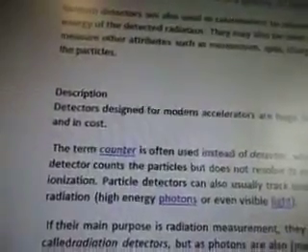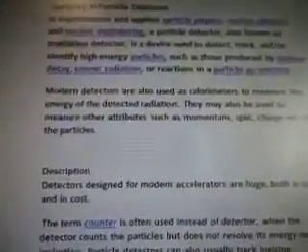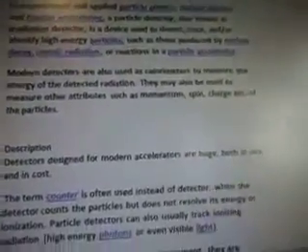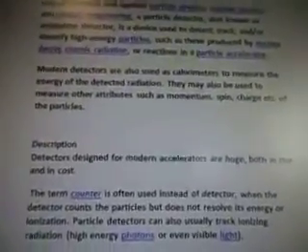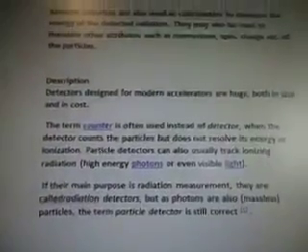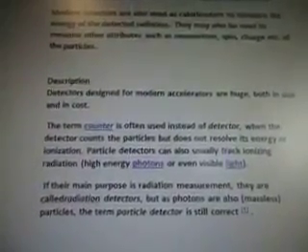Modern detectors are also used as calorimeters to measure the energy of the detected radiation. They may also be used to measure other attributes, such as momentum, spin, charge, etc. of the particles. Description. Detectors designed for modern accelerators are huge, both in size and in cost. Yeah, they are super big.